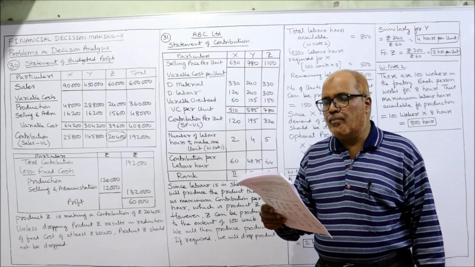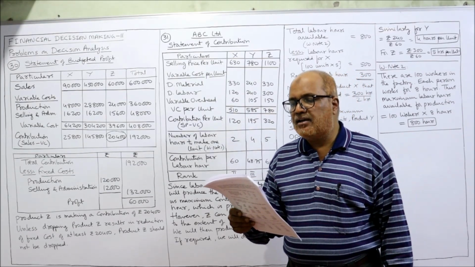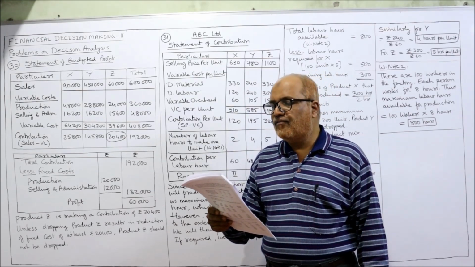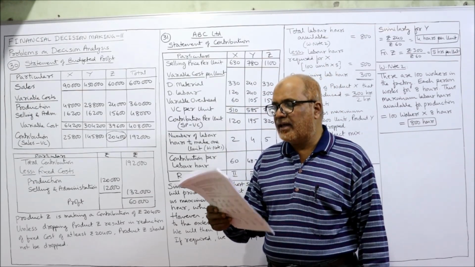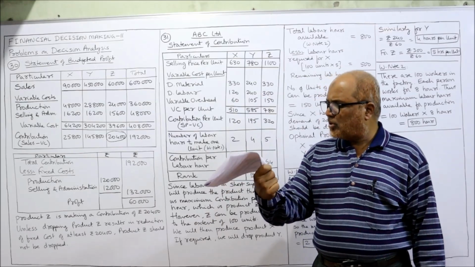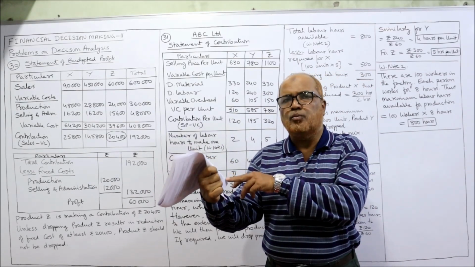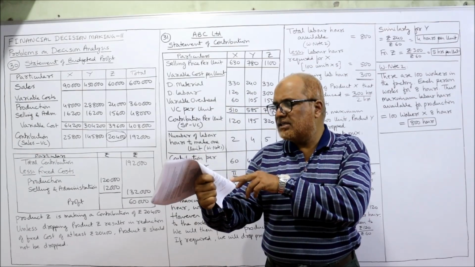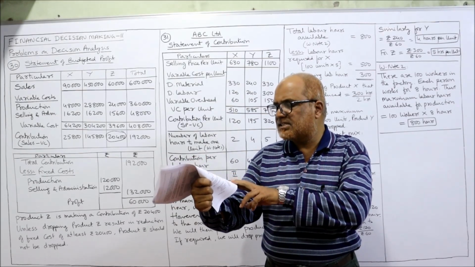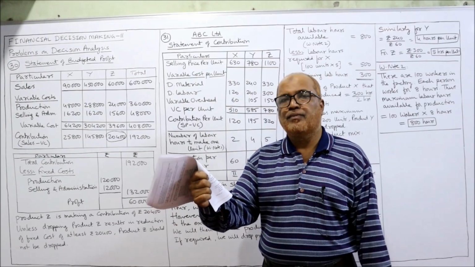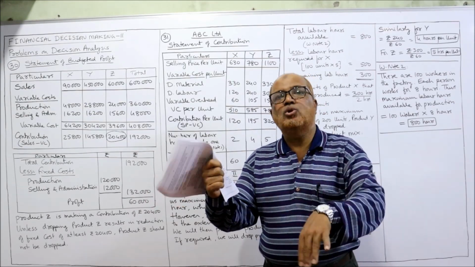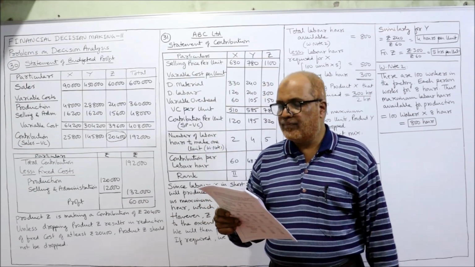The management wants to maximize profit by discontinuing product X and focusing only on products Y and Z. Why does the management want to discontinue product X? Because product X is giving a profit of only 60 rupees, whereas product Y is giving 90 rupees and product Z is giving 170 rupees. So that's why the management wants to drop product X.